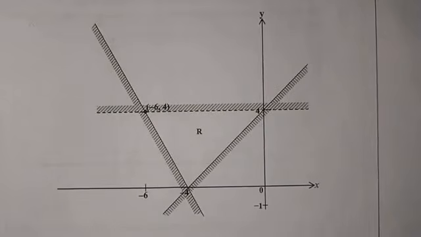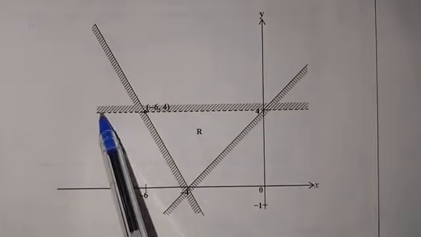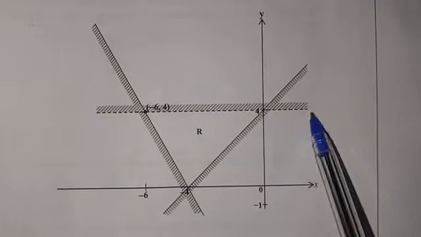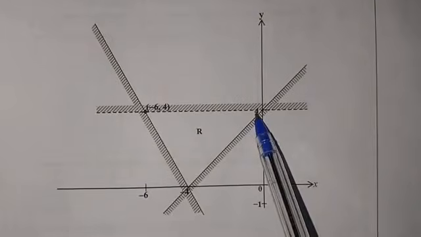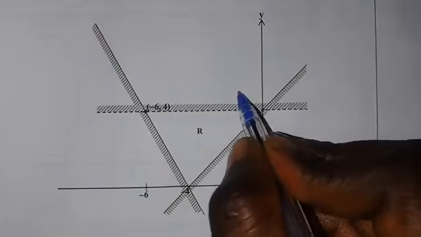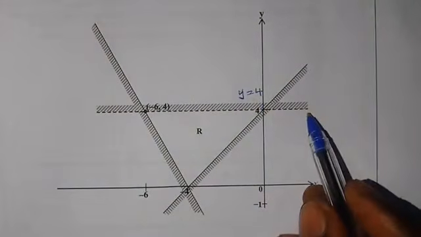First thing, you need to observe which one is the easiest one. This is the y-axis and this is the x-axis. In the y-axis, we have this dotted line here, which is cutting the y-axis at y is equal to 4. This is the easiest one that we can start with.